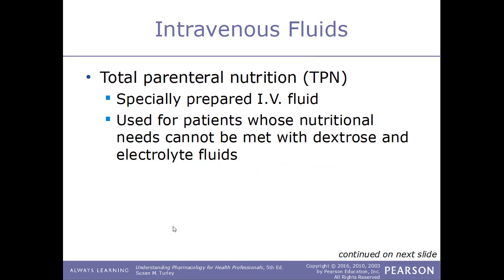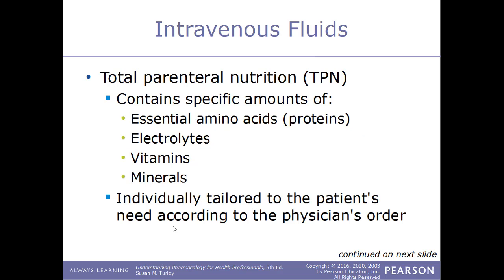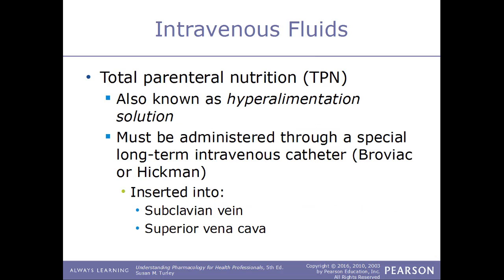So this is a specially prepared IV fluid, and it's designed for patients whose nutritional needs can't be met with just regular dextrose and electrolyte fluids alone. And this type of IV fluid contains very specific amounts of essential amino acids, electrolytes, vitamins, and minerals. These will be individually tailored to the patient's need according to the physician's order. Now, this type of solution is also known as a hyperalimentation solution, and this must be administered through a special long-term IV catheter that's inserted into the subclavian vein or in the superior vena cava. And the catheter can either be a Hickman or a Broviac catheter.